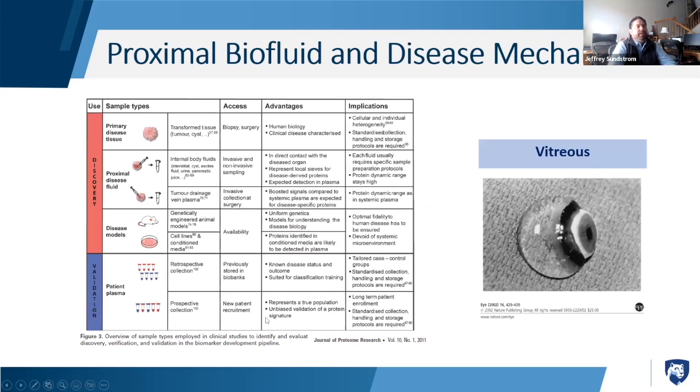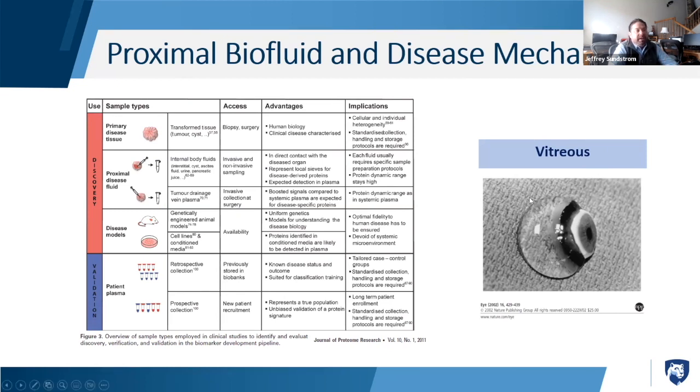So as a graduate student, I was very frustrated that the animal models of diabetic retinopathy, which is what I worked on for my PhD, don't really recapitulate the human disease state very well. And I had done some proteomics work, and this concept of a proximal biofluid or liquid biopsy was just starting to evolve. So it's not like cancer, where we get cancer tissue from the patient and we can bring that back to the lab and look at the pathways involved in disease pathogenesis directly.